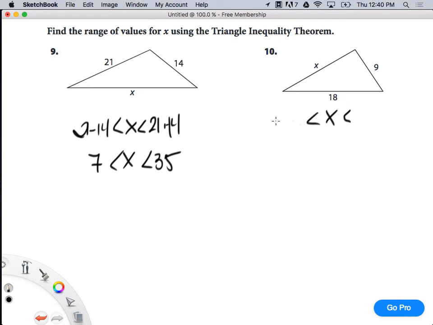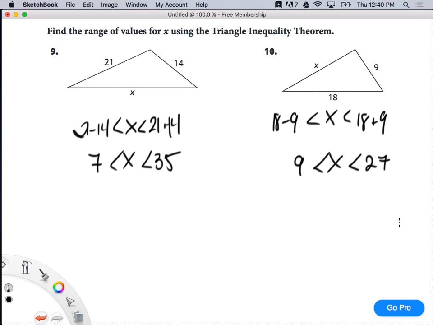Okay, this one, it's 18 minus 9 and 18 plus 9. x is greater than 9 and less than 27. Any questions on that? Okay, so that's the second thing that we went over today.